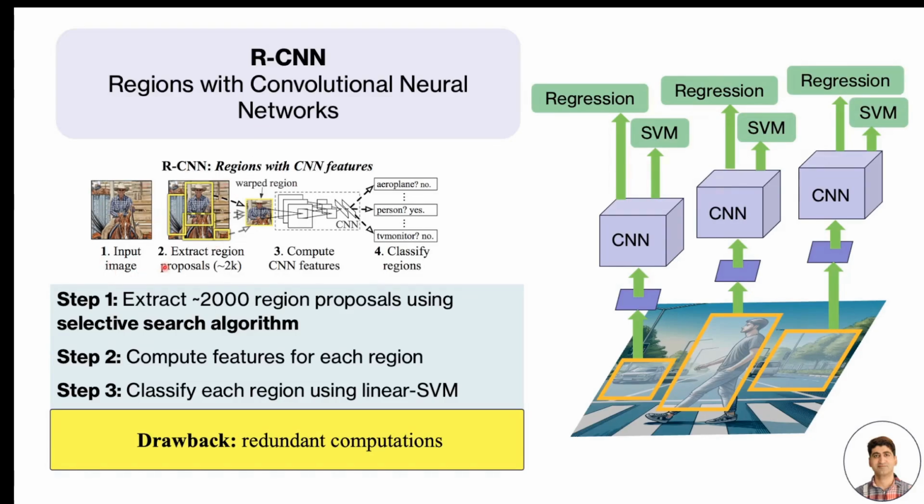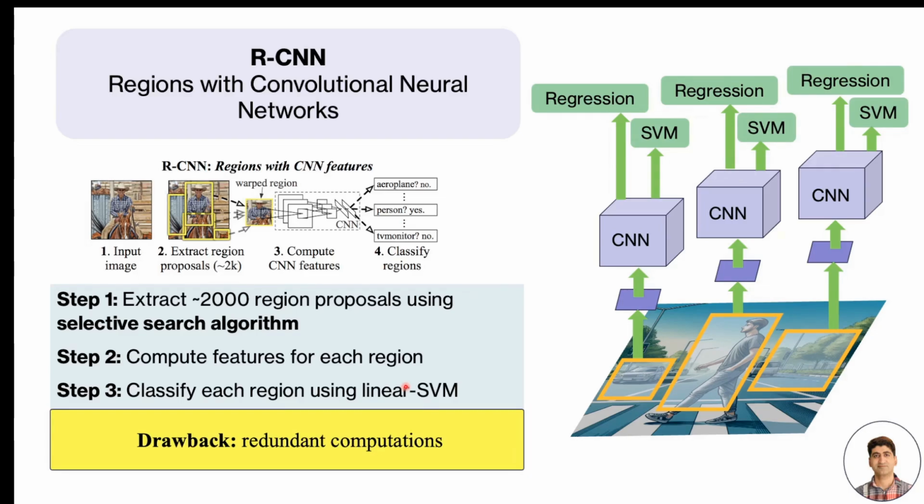The first RCNN model works in 3 steps. Given an input image, first it computes 2000 region proposals using an algorithm called the selective search algorithm. Then it computes the features using a deep convolutional neural network, or CNN. These features are computed for each region. And then in step 3, it classifies each region using a linear SVM and also performs a bounding box regression to find the bounding box.